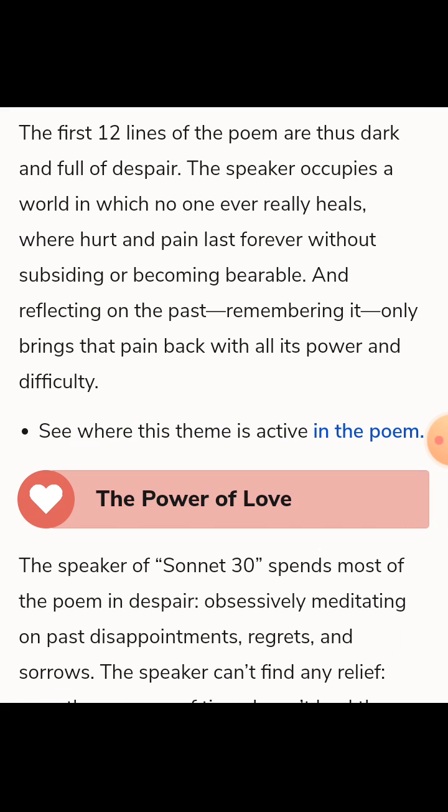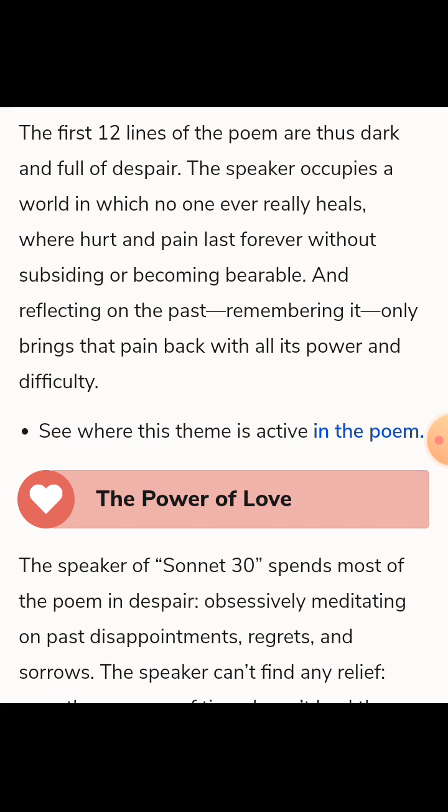The speaker occupies a world in which no one ever really heals. He says that nothing can reduce your pain, it is everlasting. Where hurt and pain last forever, your pain remains with you forever without subsiding or becoming bearable. And reflecting on the past, remembering it only brings that pain back with all its power and difficulty. So, whenever you remember your past, the regret comes to you, the pain comes to you.